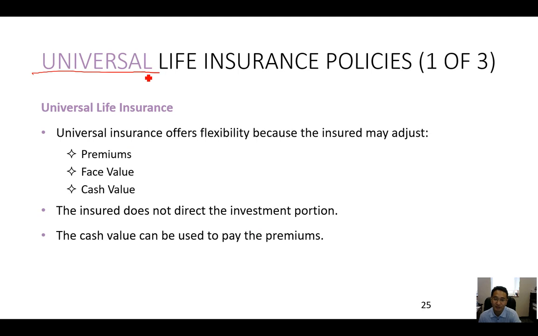So let's talk about universal. Starting from here, all those have a cash value component, or sometimes they say a savings component. Okay, but those are not investments. Because I teach investments, I hate to say this investments. Universal insurance offers flexibility because the insured can adjust premium, face value, cash value. The insurer does not direct investment options, even though they say you have some. So we have universal and variable. I will talk about it later. But in universal life insurance, you cannot choose investment options inside. Cash value can be used to pay the premium, so you accumulate some savings component. It's called cash value.